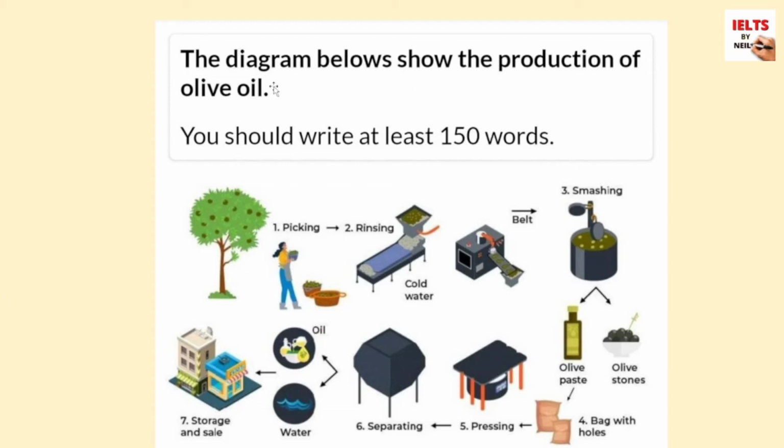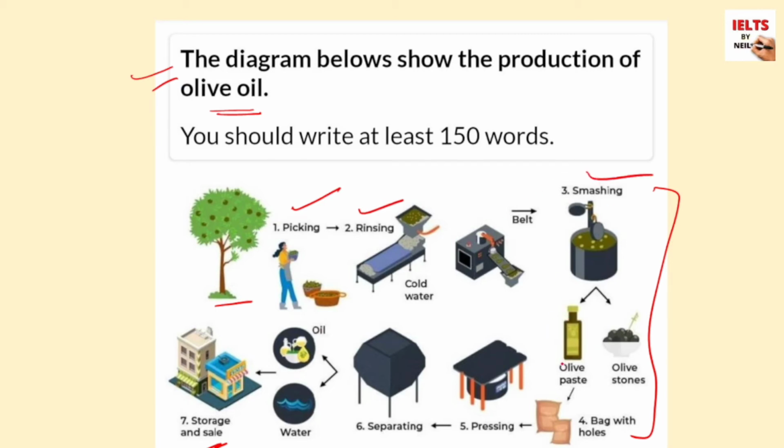So this is an example for the production of olive oil. If we look at the question statement, it says, the diagram below shows the production of the olive oil. So various steps are given here from the beginning to the end, and this whole process involves making olive oil from fresh olives. For example, this is the first step, picking. Second step is rinsing. Third one is smashing.